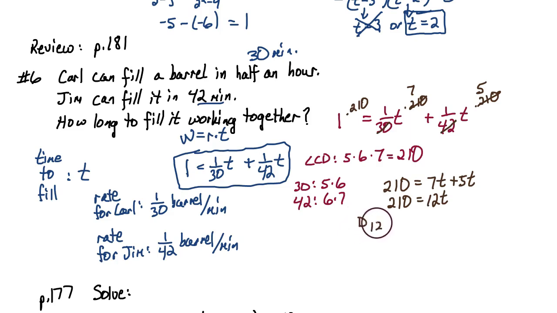Now divide by 12 to get t alone. 210 divided by 12 makes 17.5. T was a time being measured in minutes. Working together, it takes the two guys 17.5 minutes to fill up the barrel of apples.